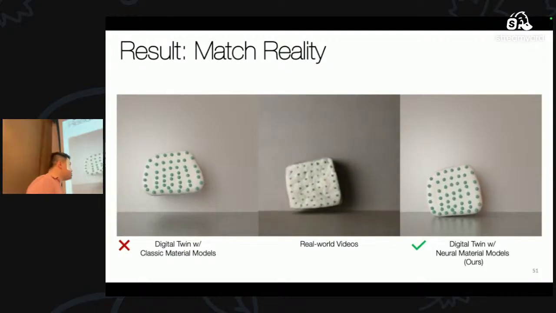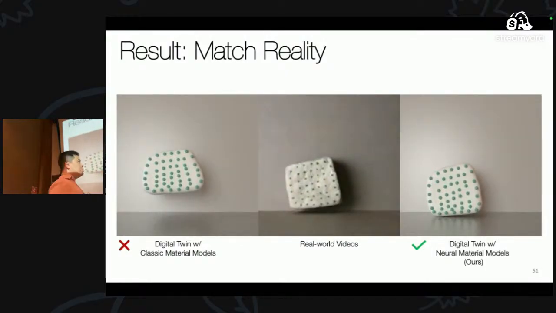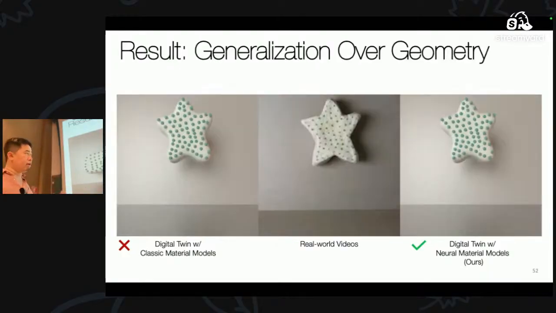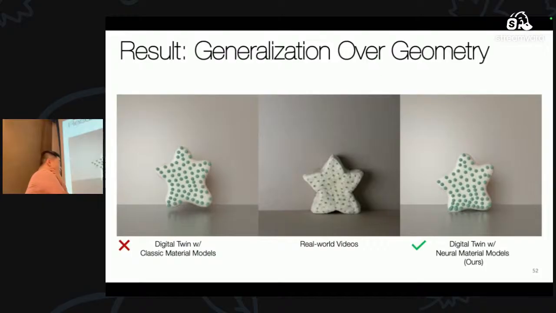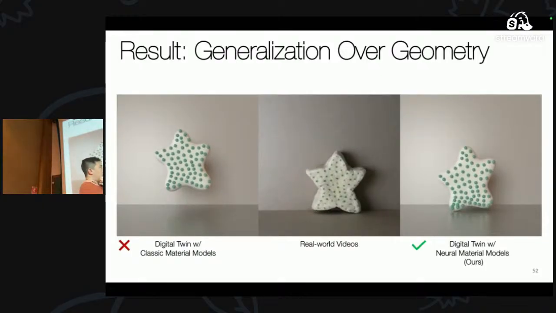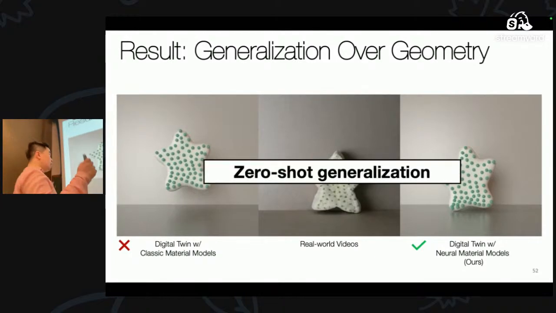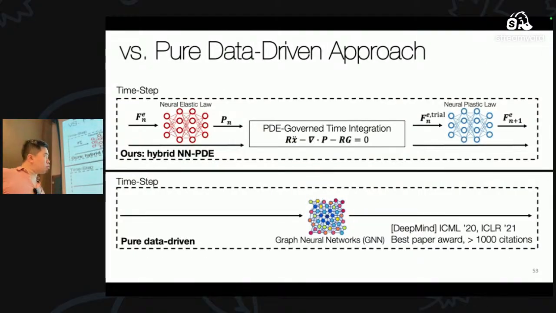As a result, these neural material models make the simulation more expressive, with bigger capacity to fit real world videos. And what's really cool is that after training these neural material models, you can directly swap your cube to a star shape and it still works really well. In machine learning language, this is called zero-shot generalization. You train on one shape and generalize to another shape. This is the point I'm trying to make.